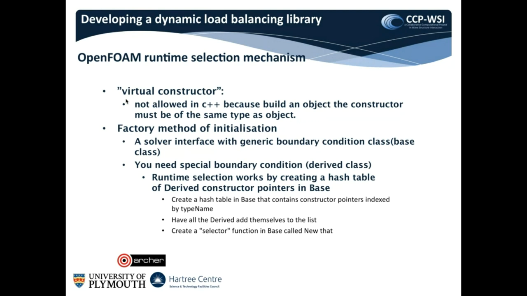With this, runtime selection works by creating a hash table of derived class constructor pointers in the base class. You define it in advance, and then it helps you create a hash table in the base, with constructor pointers indexed by the different names you've given for the different boundary conditions. Then each derived class adds itself to the list, and you can select it at runtime. So it basically creates a selector function in the base called New, and be careful that it is a capital N, not lowercase, which creates the new object and handles memory management. That gives you roughly how OpenFOAM does runtime selection for the different classes you're using in your code.